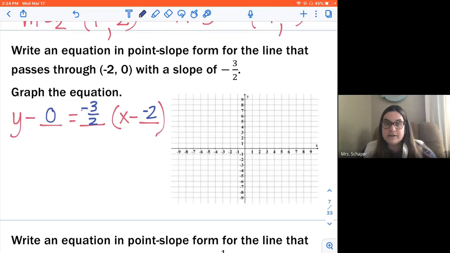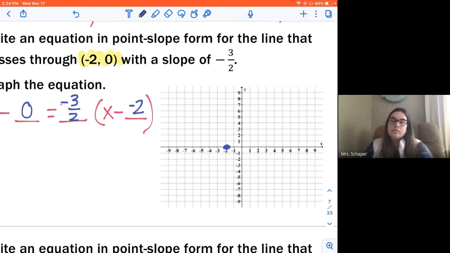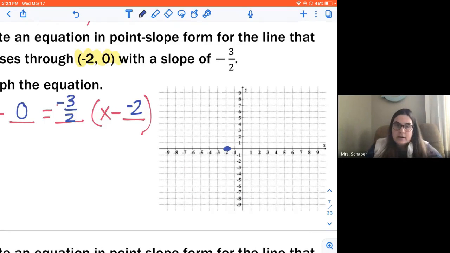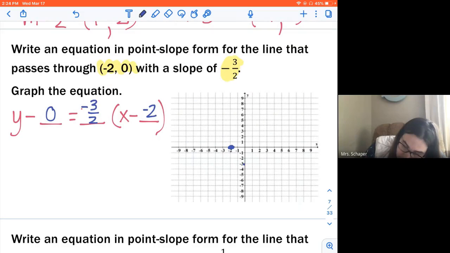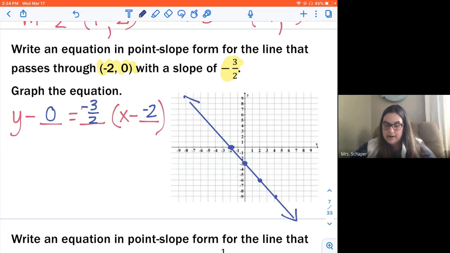Now, here's how you graph it. You begin at the ordered pair they give you. So we're going to begin at (-2, 0). Now, from here, we're going to move our slope. It's -3/2. So we're going to count down 1, 2, 3, over 2, put a dot. Down 1, 2, 3, over 2, put a dot. And there's your line.